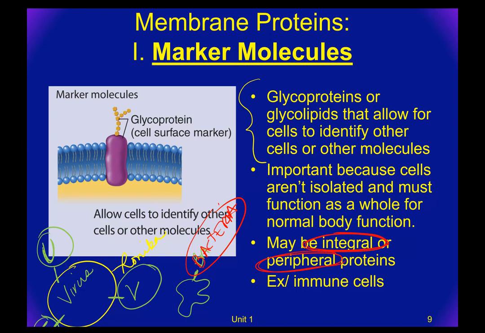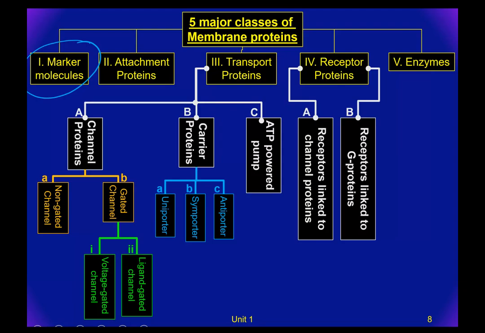So immune cells use this a lot. Your immune cells are constantly scanning your body to see if there is something wrong with the cells that they see. It's constant, 24/7, 7 days a week, 365 days a year, your entire life. There are immune cells scanning your body. And they use these markers as a way to say, oh, yeah, that cell's okay, or okay, that cell doesn't look right. So that's marker molecules. Let's talk about attachment proteins now.